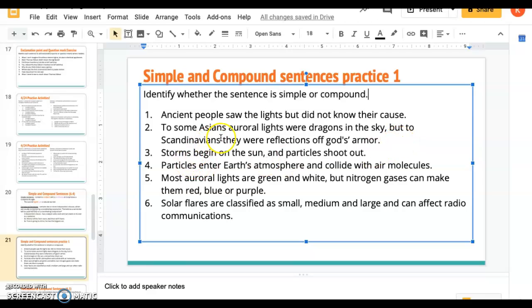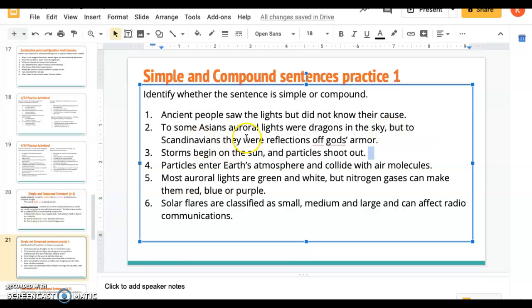Number two, to some Asians, auroral lights were dragons in the sky, but to Scandinavians, they were reflections off God's armor. Okay, so if we look at this sentence, this is a weird punctuation. So ignore this. Okay, so if we look at this sentence here, to some Asians, auroral lights were dragons in the sky. First of all, I see this comma and the word but. So I see a comma and coordinating conjunction. But if I did miss those, I would notice that to some Asians, auroral lights were dragons in the sky. That's one independent clause. That can be alone by itself as a sentence.